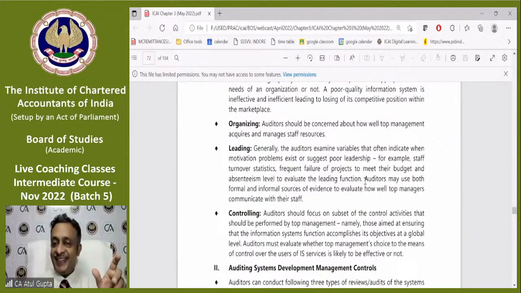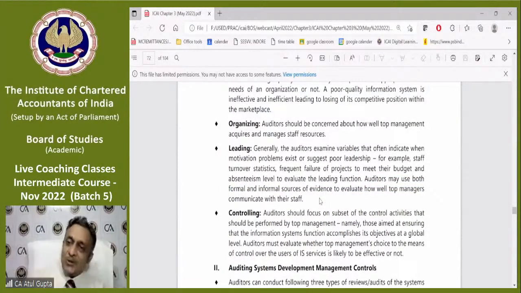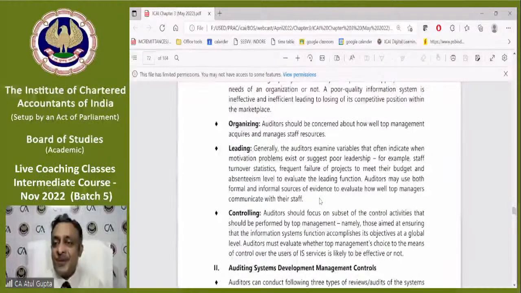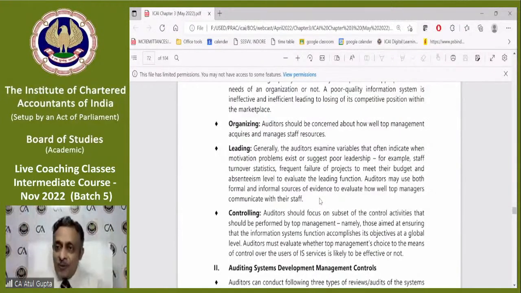See, the last line I'm highlighting. Auditors may use both formal and informal sources of evidence to evaluate how well top managers communicate with their staff. I personally feel you have to do the reverse also: how staff communicate with the top managers. So leadership is not a one-way process. Leadership doesn't go only top to down. Leadership is also resolving the issues that come from the bottom. So the communication has to be both ways. Top down is easiest. Trouble is bottom up.